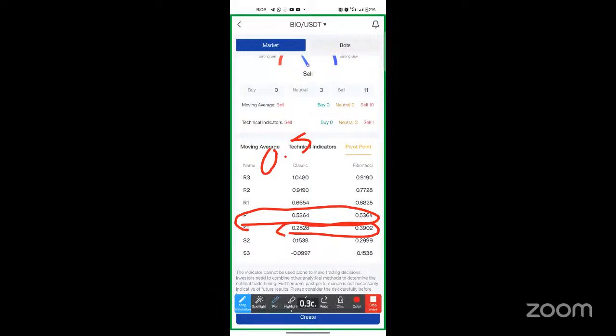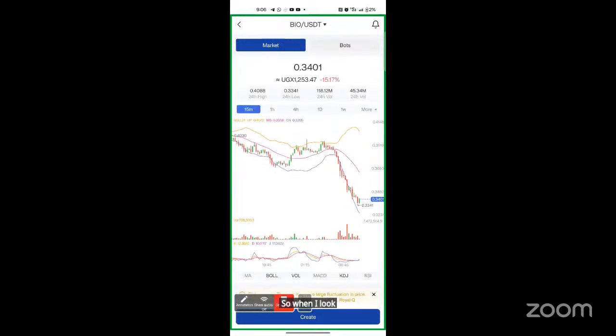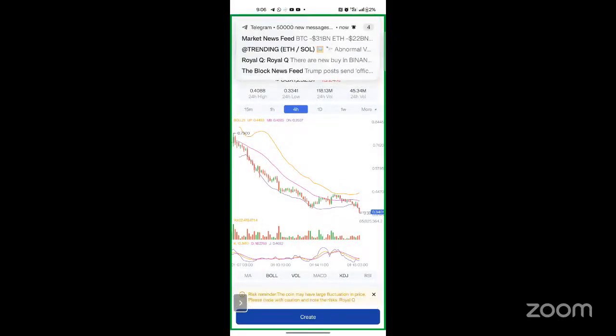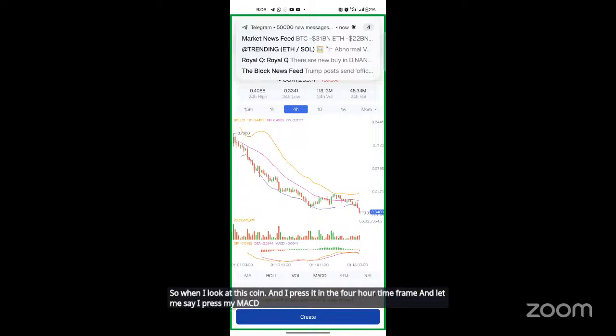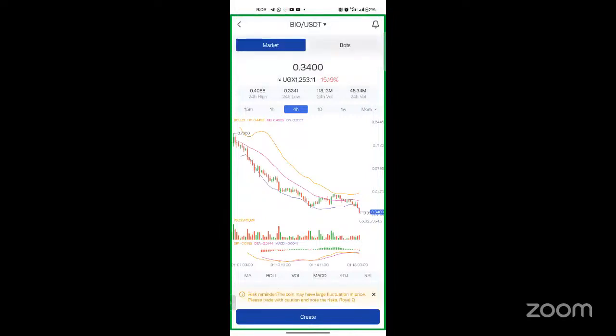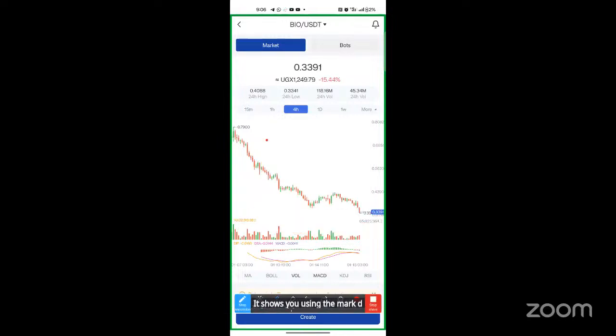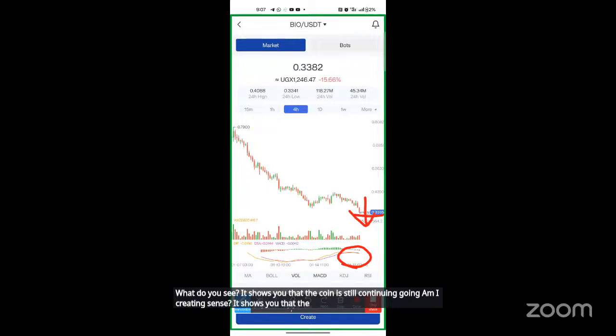It's just around 0.33 area. So when I look at this coin in the 4 hour time frame, and let me say I press my MACD, what do you see? It shows you that this coin has potential, even if I remove the Bollinger Band. It shows you, using the MACD, the crossover has happened below the zero line. It shows you that the coin is still continuing going down. Am I making sense?